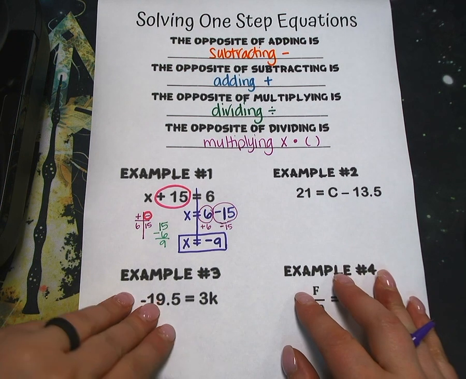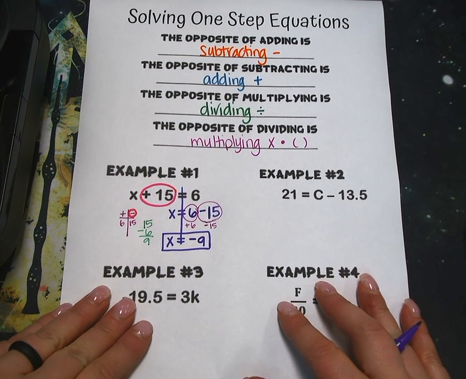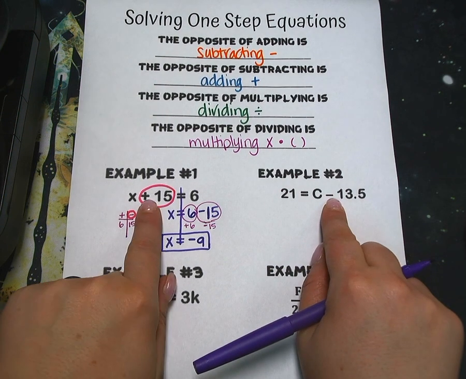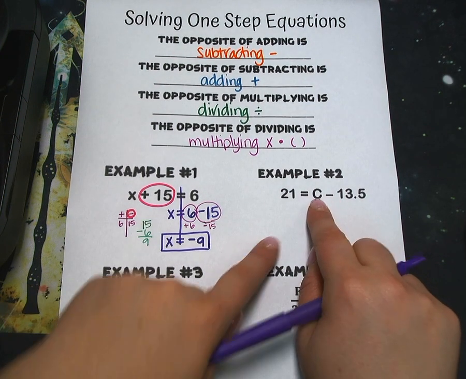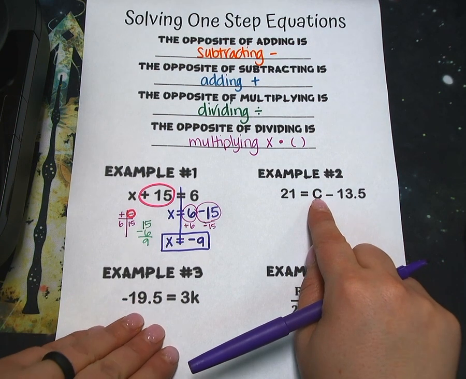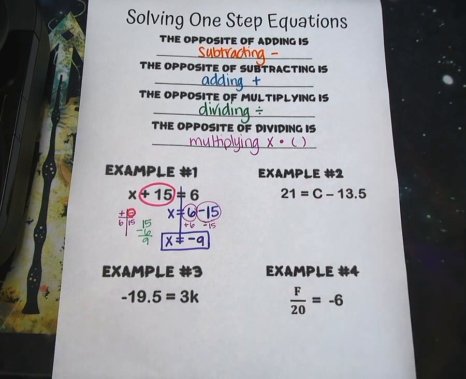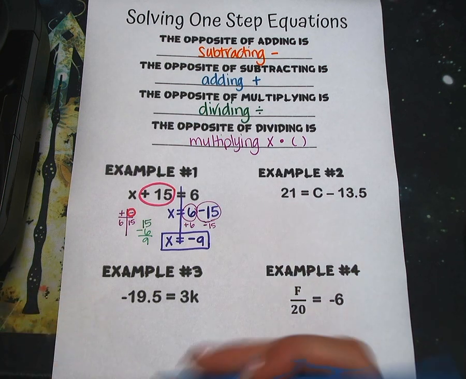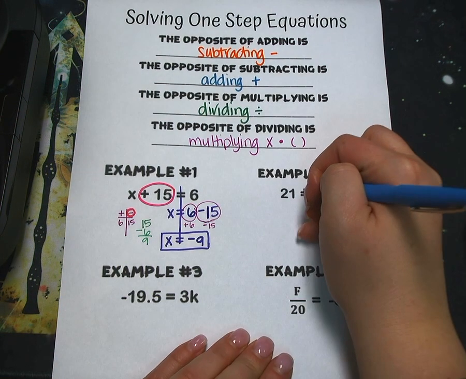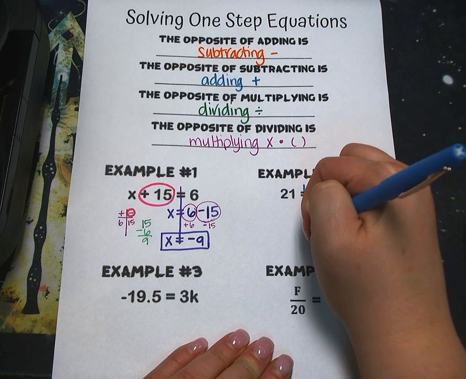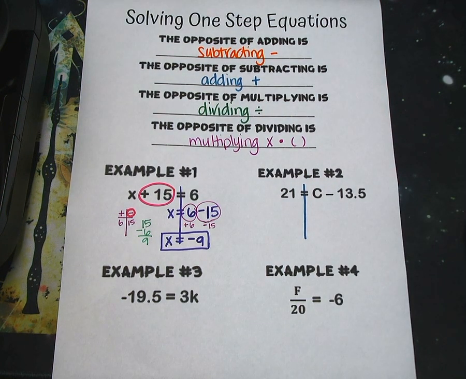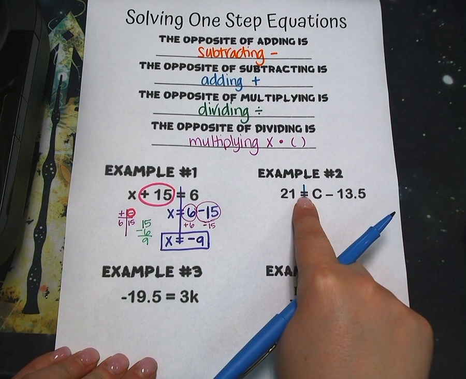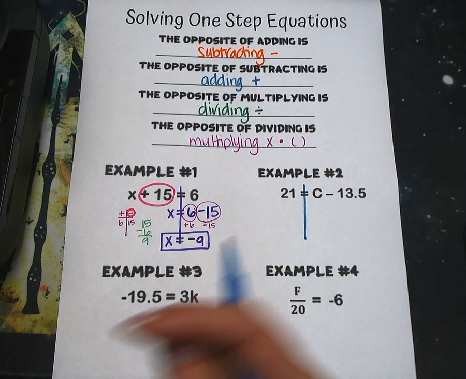All right, example number 2. Example number 2 is different only because it is subtracting this time instead of adding. And the variable, the letter, is on the other side of the equal sign. And that doesn't really change anything. I just wanted to point it out. So step 1 is always to separate using that equal sign. So I'm going to draw my line down my equation, down my equal sign. It's an equation because it has an equal sign.